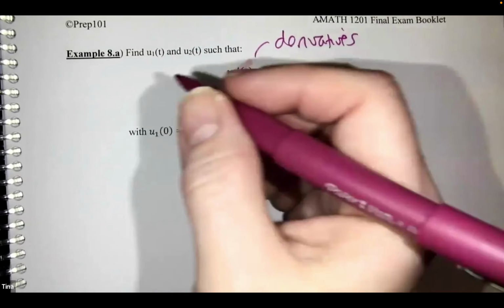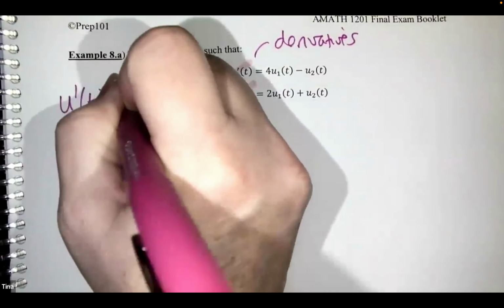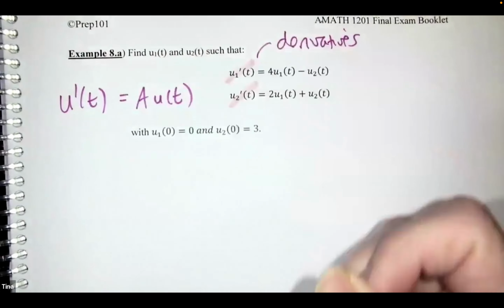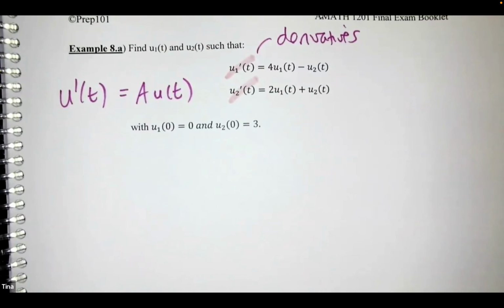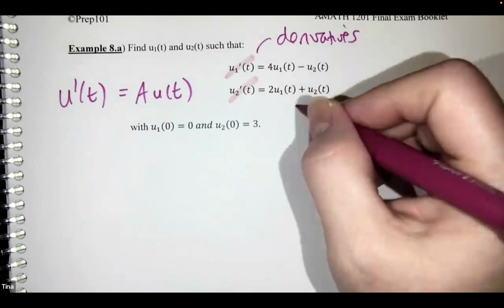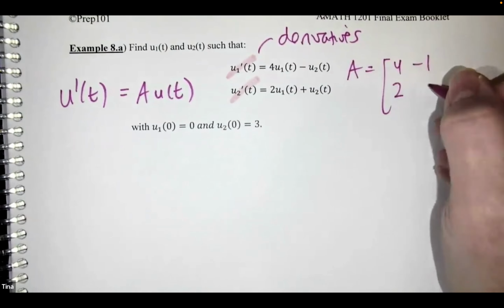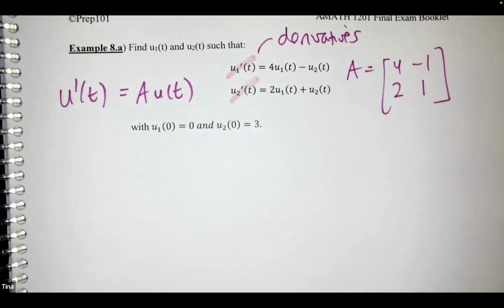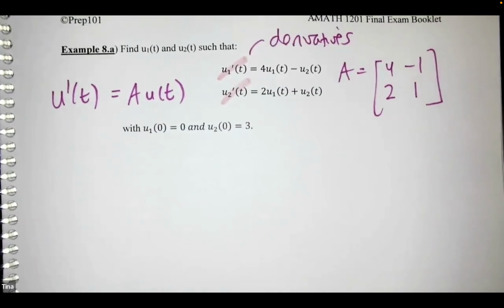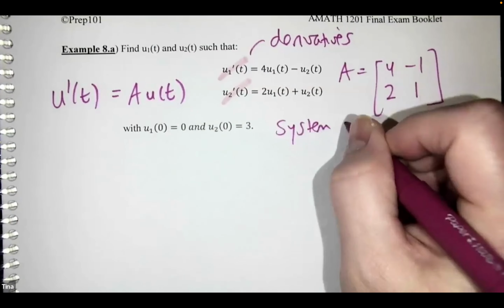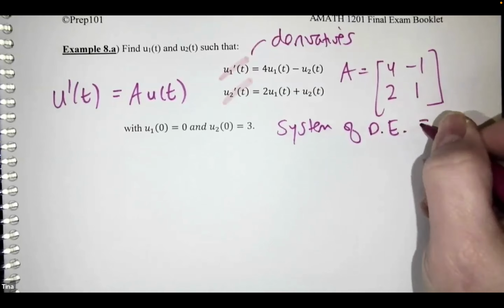Okay, so if you see derivatives, then we're looking at u prime of t is A u of t. So our A matrix is the coefficients in front here, 4, -1, 2, 1. And it's a system of differential equations. So it's got to have an E, right, in our solutions.